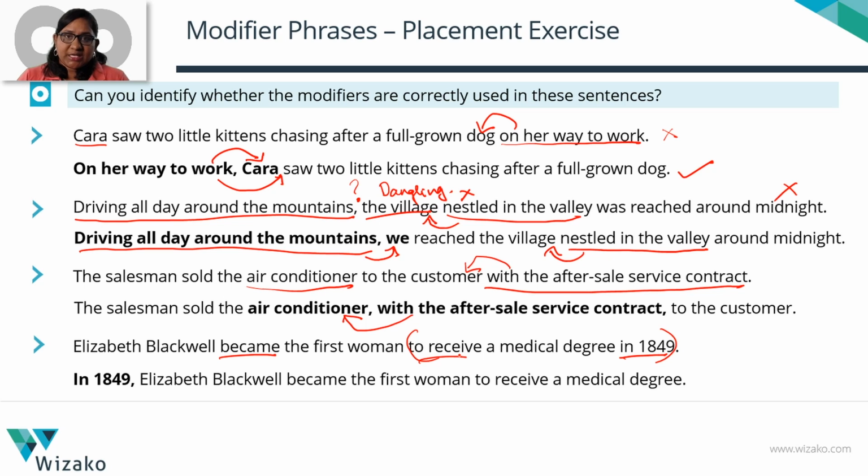So you want to put it at the beginning of the sentence. In 1849, Elizabeth Blackwell became the first woman to receive a medical degree. This particular sentence is not really talking about or referencing a noun, it's referencing the action of becoming. So it's not physically next to became. Why is it not physically next to? Is that okay? Verb modifiers, that's what we're going to be talking about next.